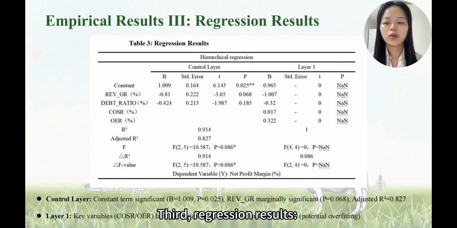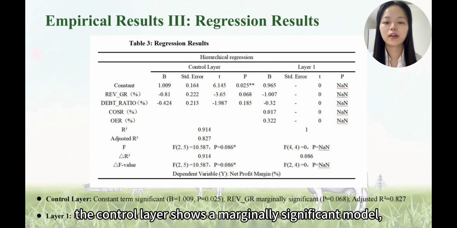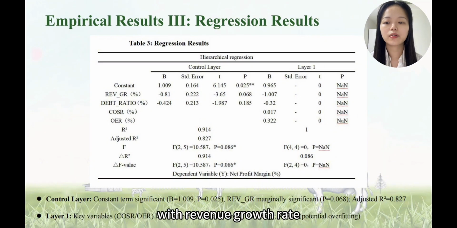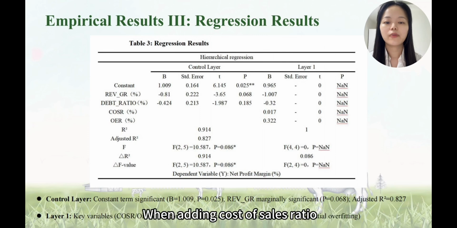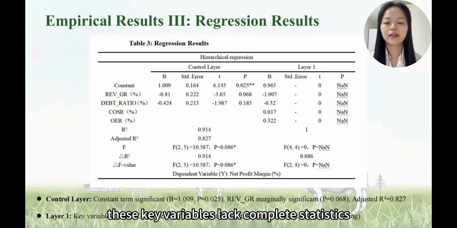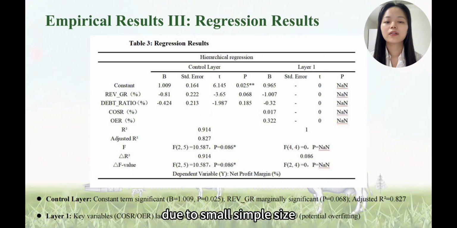Third, regression results. The control layer shows a marginally significant model, with revenue growth rate nearly significant and a negative coefficient. When adding cost of sales ratio and operating expense ratio, these key variables lack complete statistics due to small sample size, leading to potential overfitting.